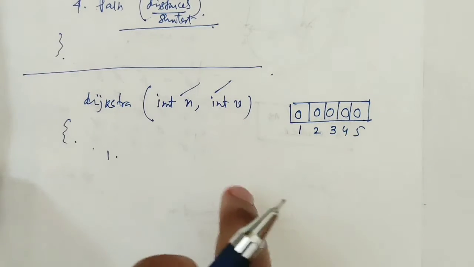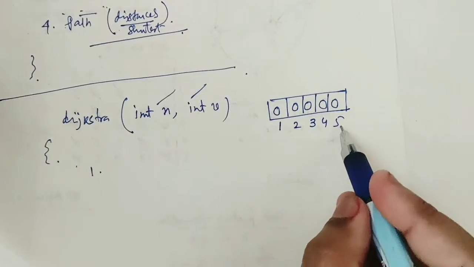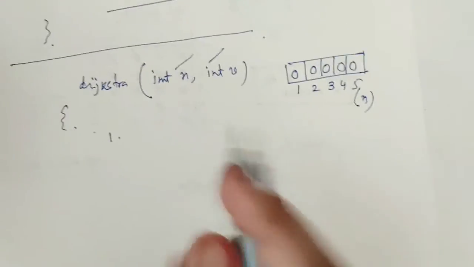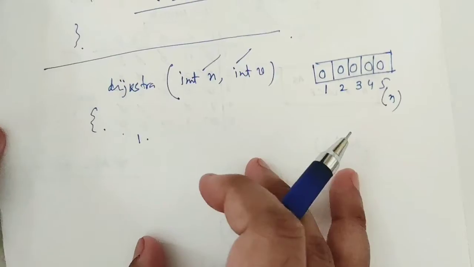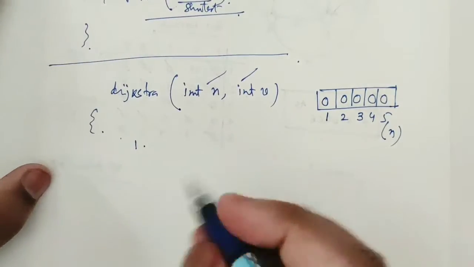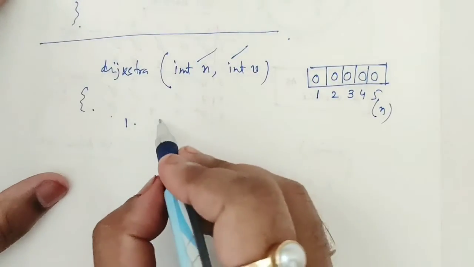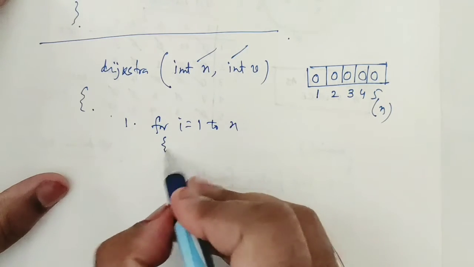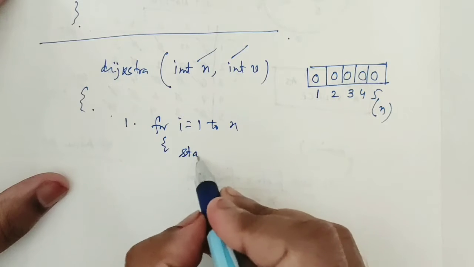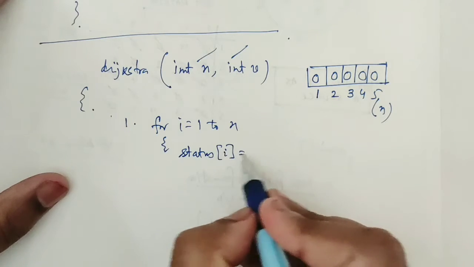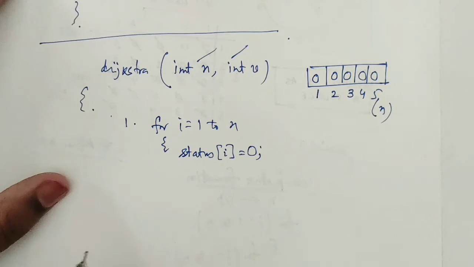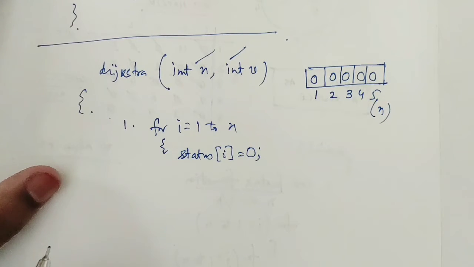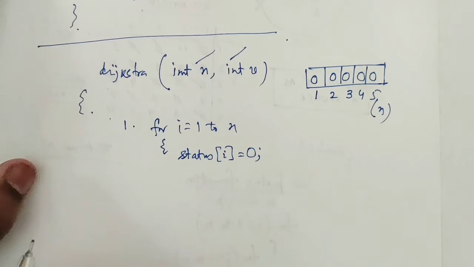As per the convention, you have a total of n vertices, so this 5 is basically n. First of all, you have to maintain a status array. A simple for loop will help you to do it. For i equals 1 to n, under the for loop you write status of i equals 0. That means all vertices have status 0, which means no vertices have been explored yet.